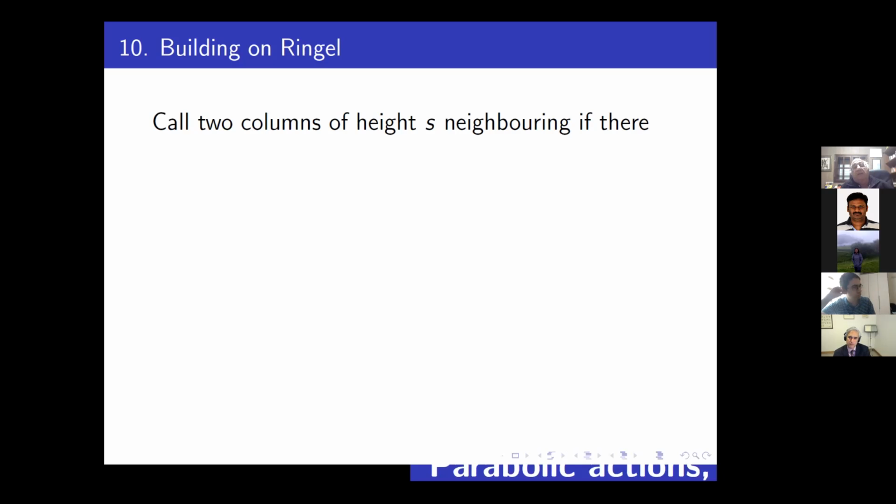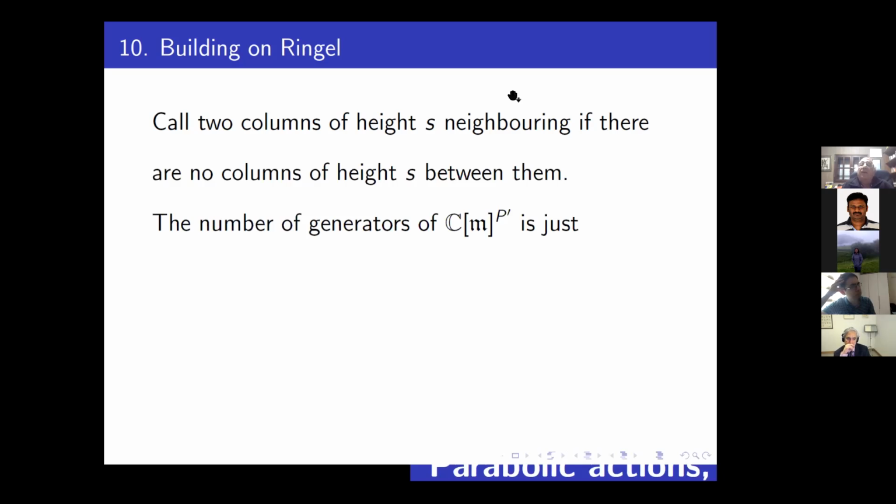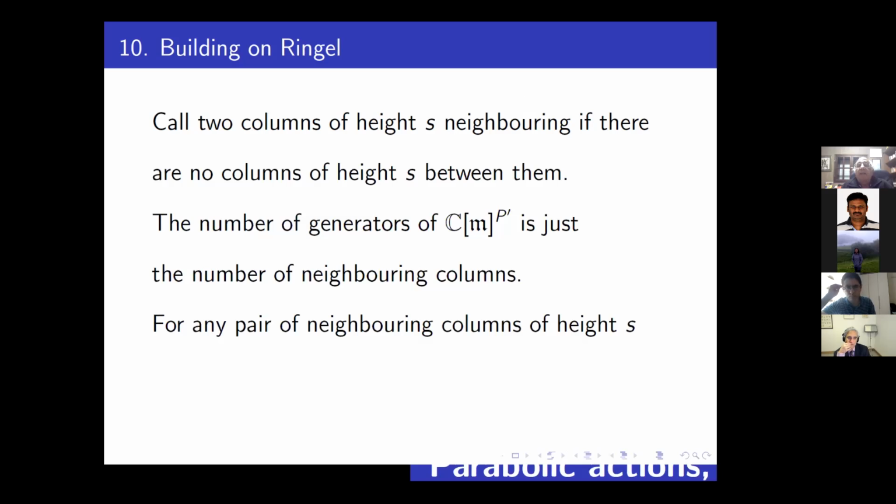So to do this, I will tell you something about the invariants. Call two columns of height S neighboring if there are no columns of height S between them. The number of generators of this invariant ring turns out to be just the number of neighboring columns. So we know that every pair of neighboring columns has to be associated with an element of V, and this is how we get that element of V.